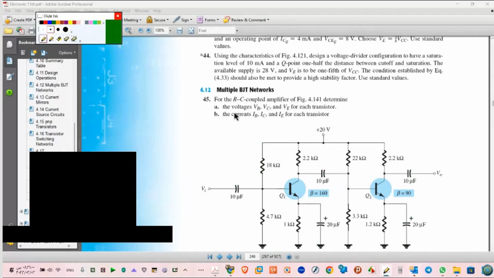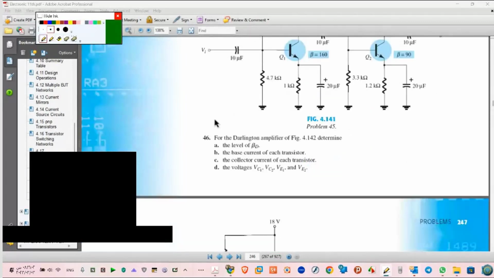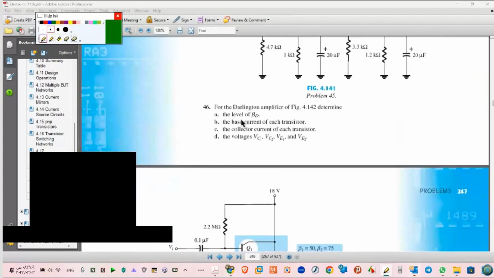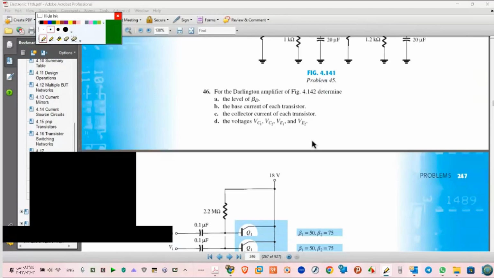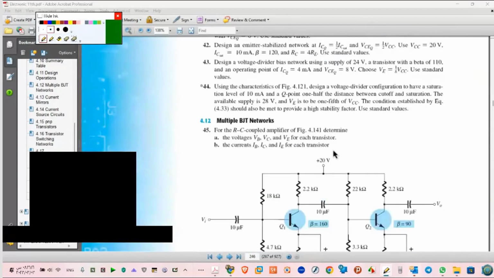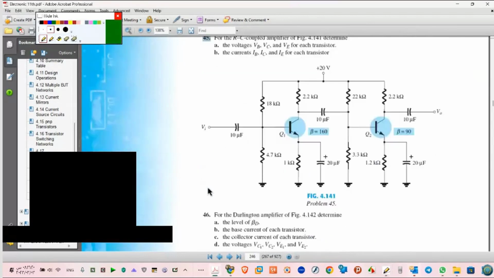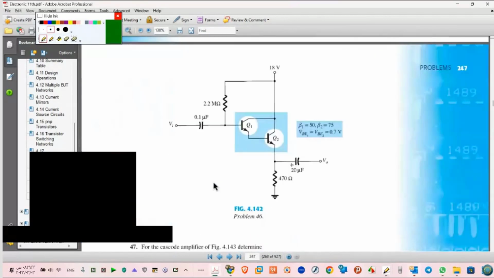Second question that you have to solve at home: for the Darlington amplifier, you have to calculate beta D, the base current of each transistor, the collector current for each transistor, and the voltages VC1, VC2, VE1, and VE2. So at home, you have to solve question number 45 and question number 46. Is it clear?